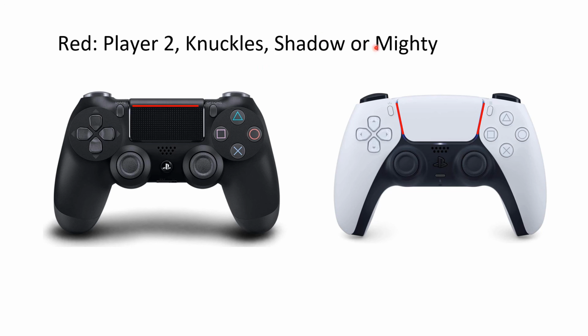If the light is red on your controller, this would indicate that you are either player 2 or playing as Knuckles, Shadow, or Mighty. And to remind you, if you're playing as Shadow or Mighty, then the red light right here would actually pulse, showing the red light on and then the red light off, because Shadow and Mighty both have red and black colors. That's why it would pulse if you are playing as Shadow or Mighty.